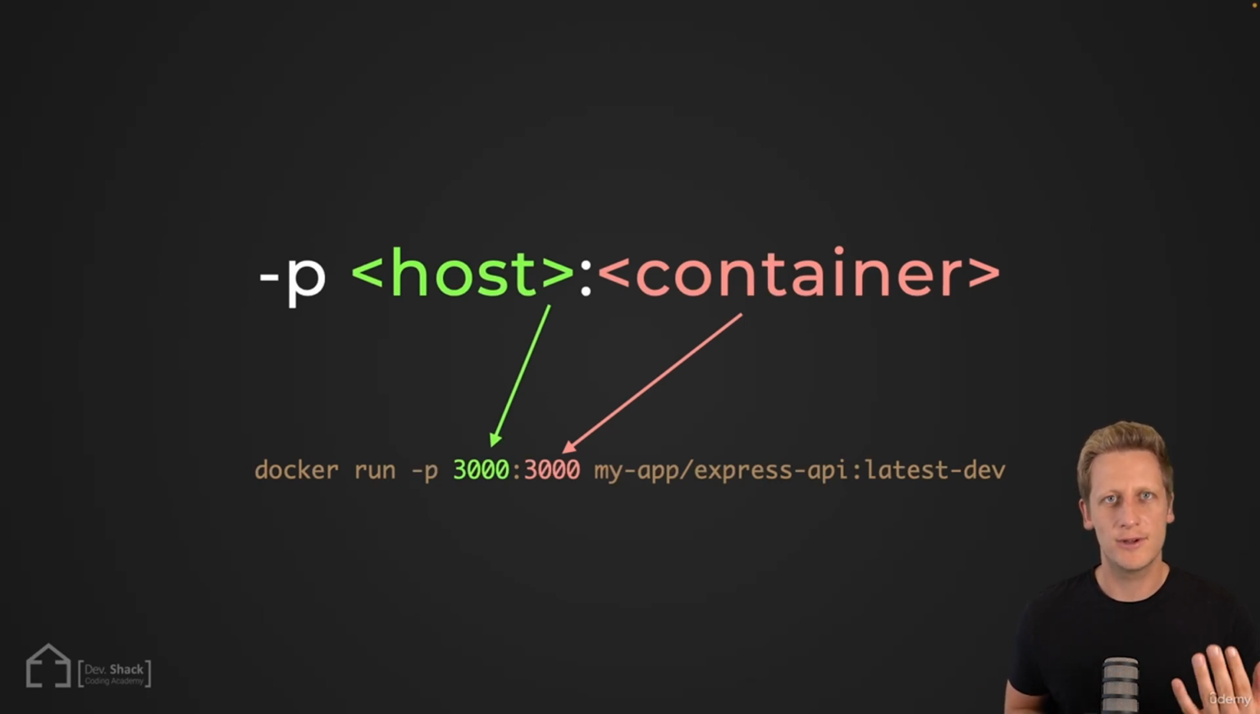The first 3000 is the port on your local machine. The second one is the port within your container. That creates the bridge, or maps those ports together. Then the rest of the command is the name of your image, the name of your project, as well as a tag. Try and remember the syntax: the host port comes first, and the container port will always be listed second.